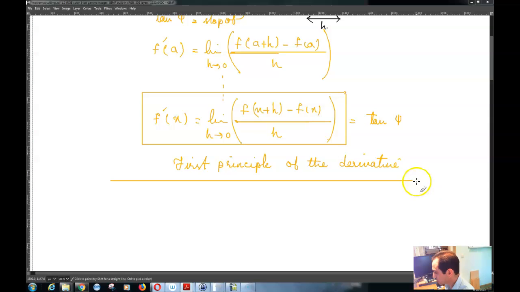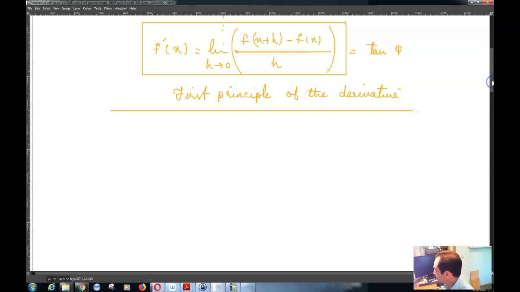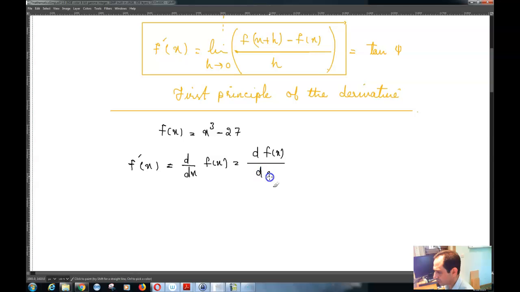So this question has basically 4 parts. The first part is, you have some function, let's call it, for example, f of x is equal to x cubed minus 27. So if f of x is equal to x cubed minus 27, I can write f prime of x, which is equal to d by dx of f of x, which is the same thing as d f of x by dx.